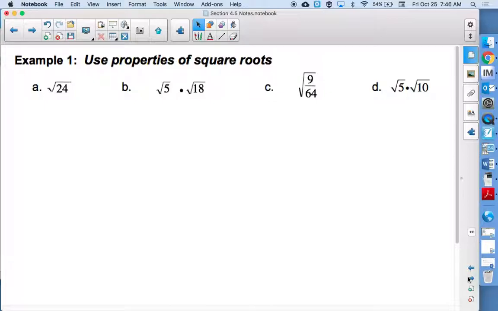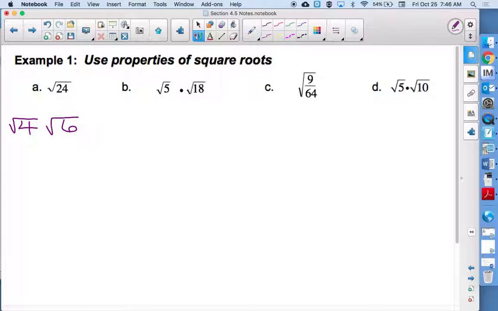And then down at the bottom, this is where you were asked to stop, just simplifying these square roots using some of the properties. Jack, what would you do with the square root of 24? Right, square root of 4, square root of 6. And Jack, the square root of 4 becomes? So 4 is the perfect square, and then we have the square root of 6.